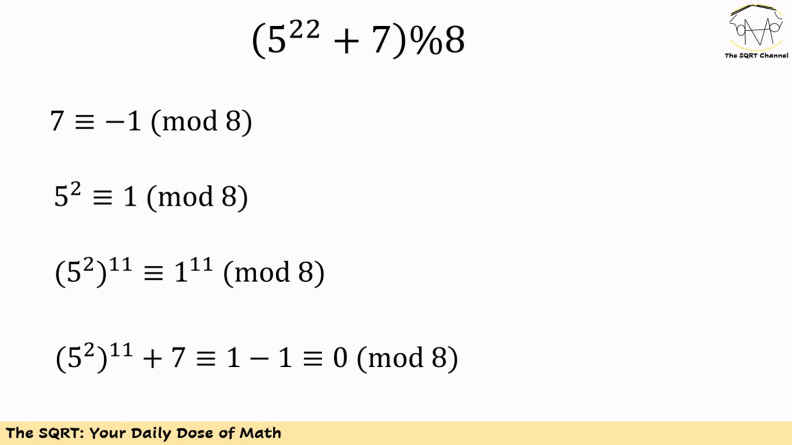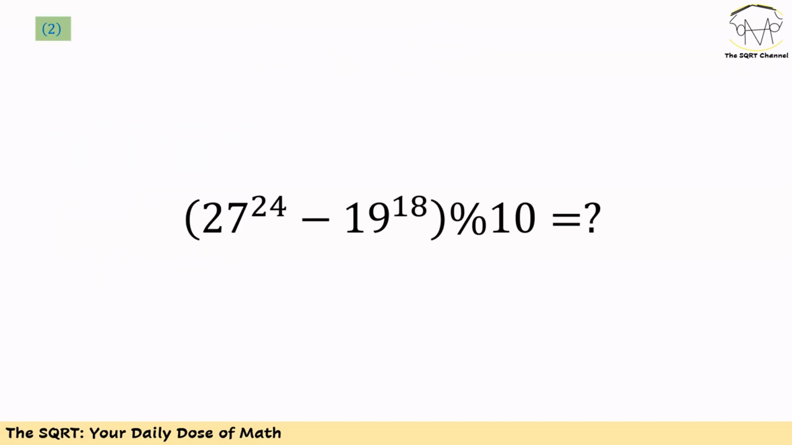We can also say that 5 to the power of 22 plus 7 is going to be congruent with 0 for modulus 8. The other way to talk about it is to say that 8 is the divisor for 5 to the power of 22 plus 7. Now let's move forward with the second problem.